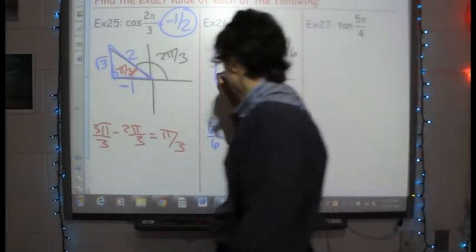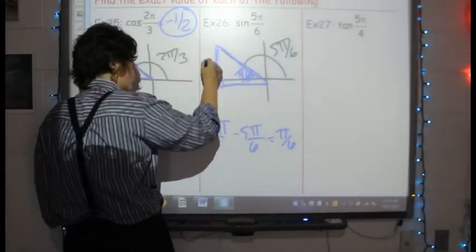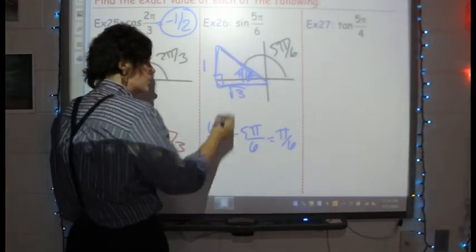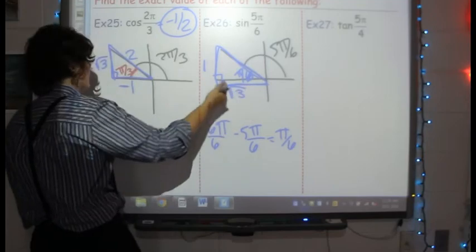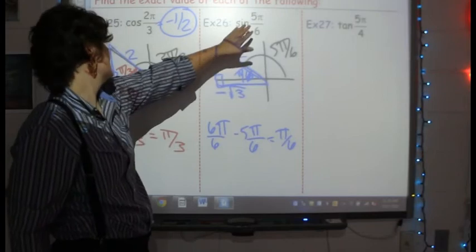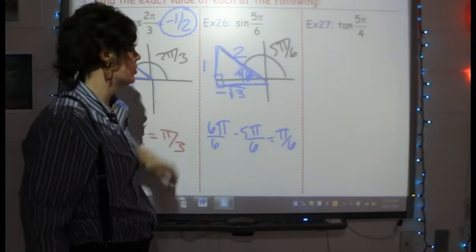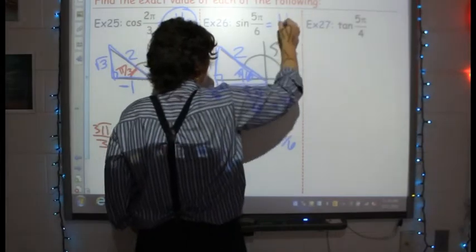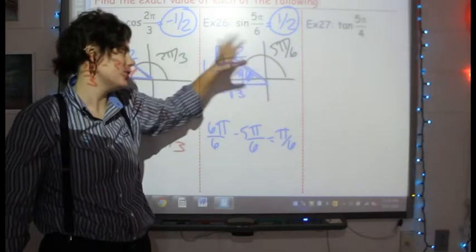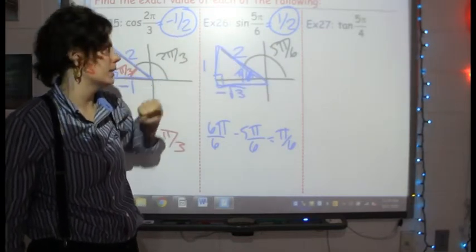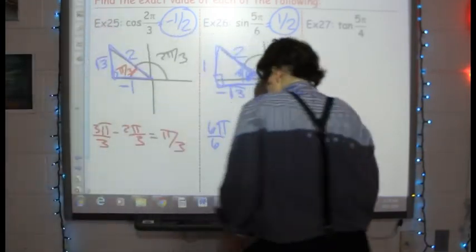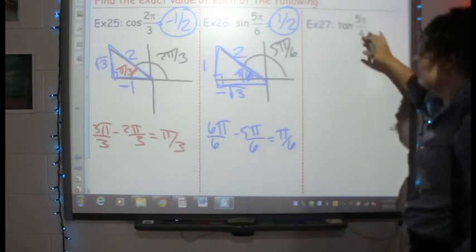Sorry, I drew it a little funny. Right across from the pi over 6 is my 1. Across from the pi over 3, the other angle, is my square root of 3. But again, we're in the second quadrant, so this one is negative. I go to the left, so it is negative there. And then my hypotenuse is, of course, a 2. I want sine. Sine is opposite over hypotenuse, so sine of 5 pi over 6 gives me a positive 1/2. I knew it was going to be positive because I'm in the second quadrant, where sine and its reciprocal are both positive.